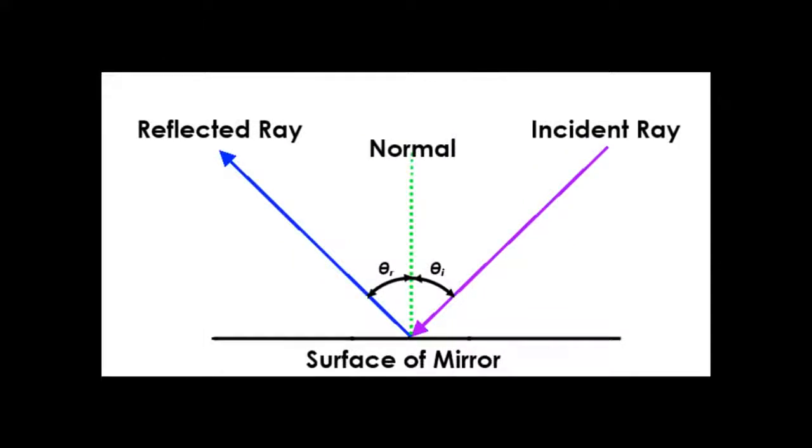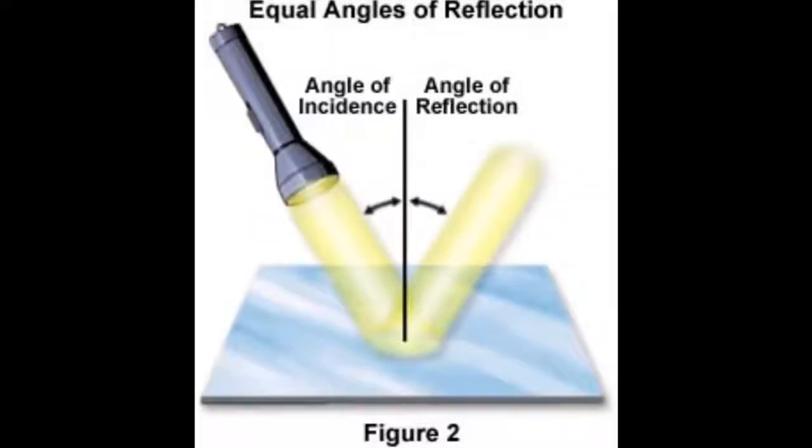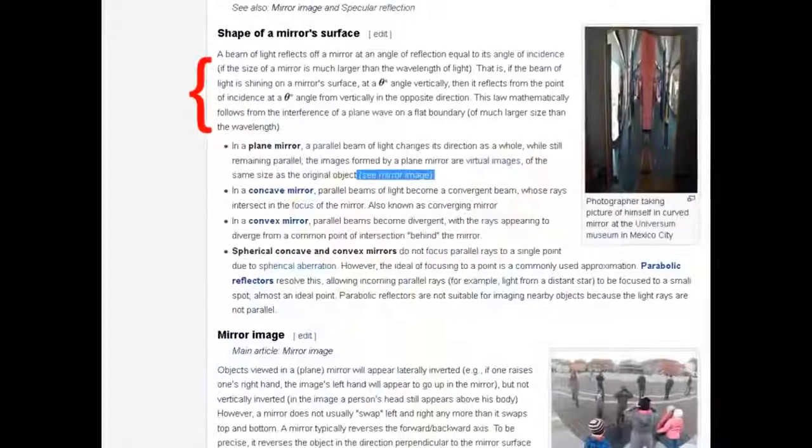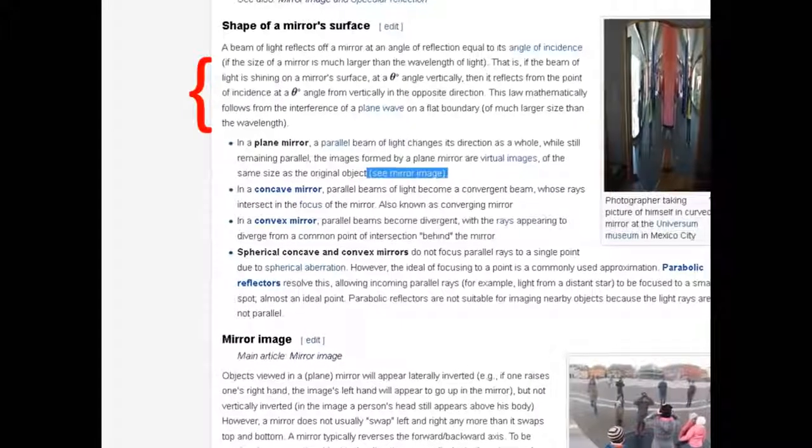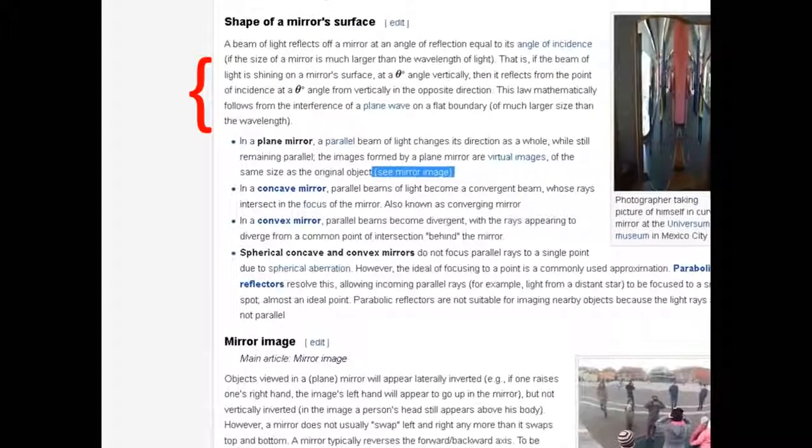A beam of light reflects off a mirror at an angle of reflection equal to its angle of incidence. The angle of reflection equals the angle of incidence, or the angle of incidence equals the angle of reflection. A beam of light reflects off a mirror at an angle of reflection equal to its angle of incidence, if the size of a mirror is much larger than the wavelength of light.